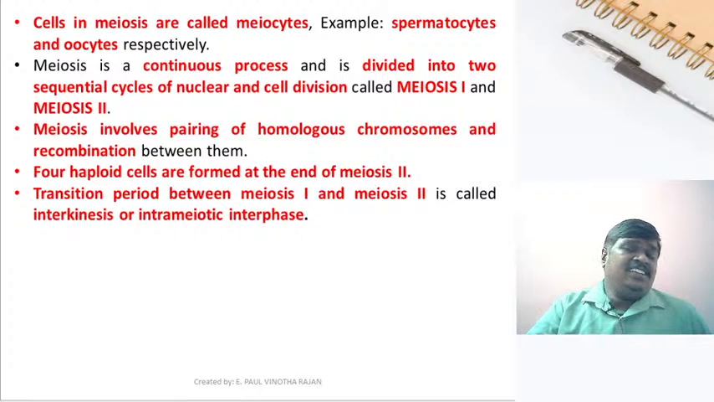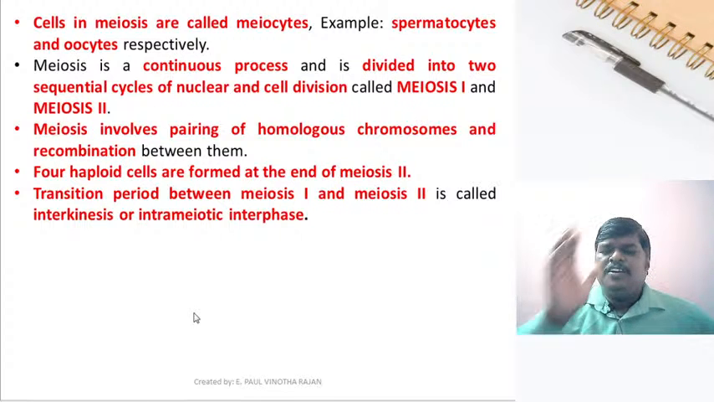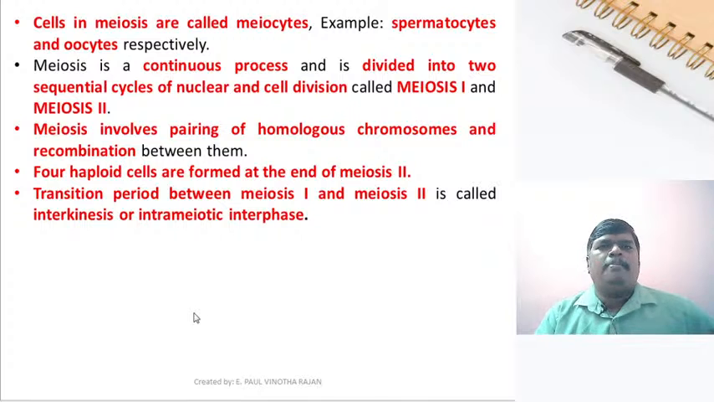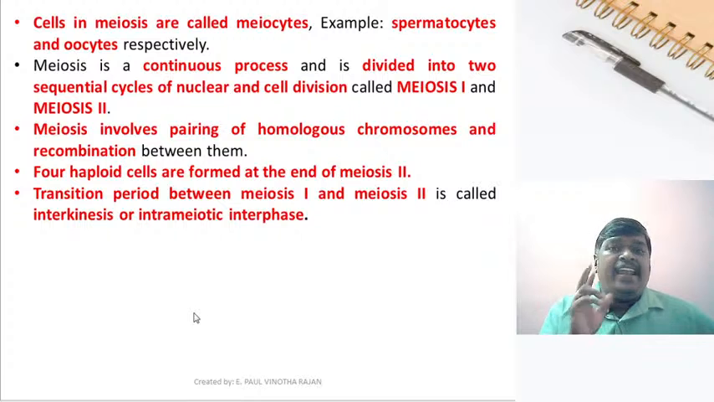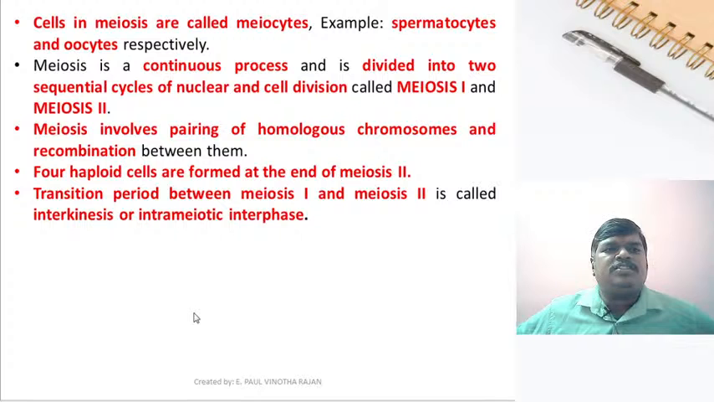And here, the cells that undergo meiosis are called meiocytes. There are two types: spermatocytes in the case of males, oocytes in the case of females. This is a continuous, sequential process, meiosis 1 followed by meiosis 2. And in meiosis, the pairing of homologous chromosomes takes place that results in recombination, whereas in mitosis cell division, no recombination takes place. The recombination between the chromosomes takes place only during the meiosis process.